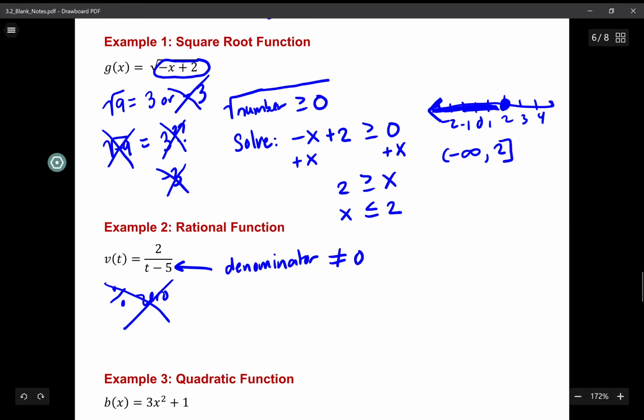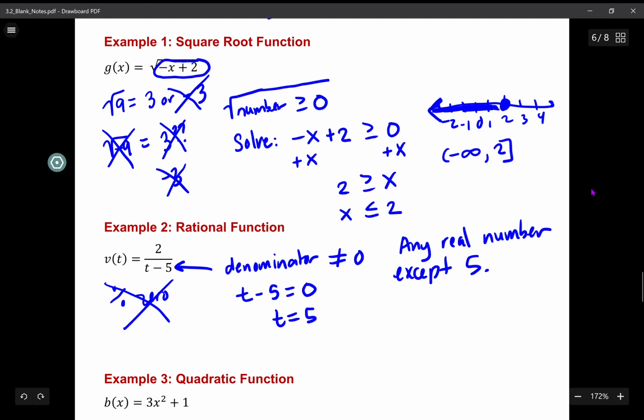So we need to figure out where it equals 0 and exclude it. So when does t minus 5 equal 0? Well, that happens when t is equal to 5. So our domain is any number but 5. Any real number except 5. So let's think about that on a number line.